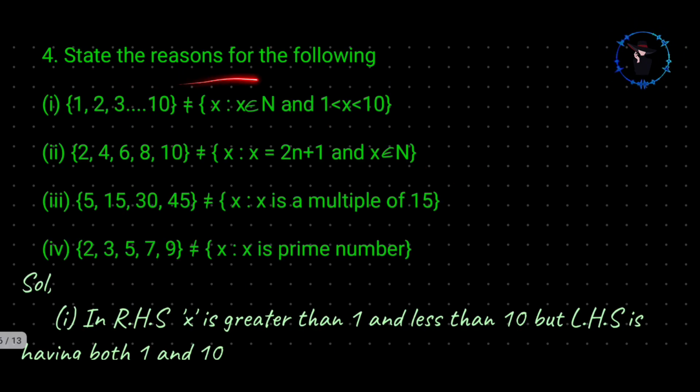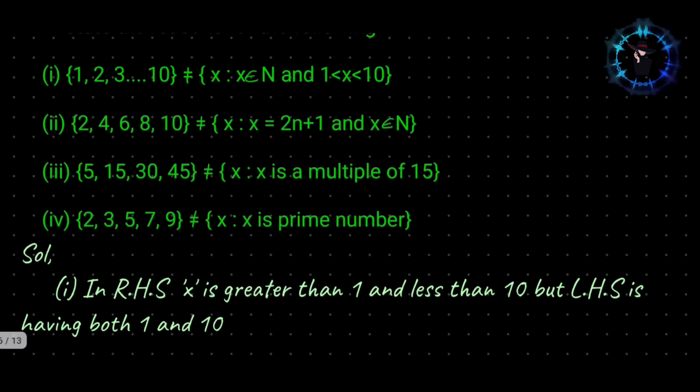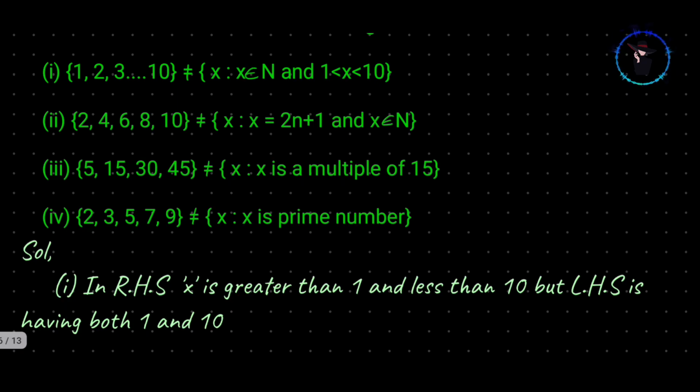Fourth question. State the reason for the following. We have 1, 2, 3 till 10, which is not equals to x where x belongs to a natural number and 1 where the value of x lies in between 1 and 10. It should not include 1 and 10 because we don't have the equals to sign. It should be greater than 1 and less than 10. But we have 1 here and we have 10 here. So this is true and they are not equal. So what the answer is saying, LHS is greater than 1 and less than 10. But LHS having both 1 and 10. So this statement is true.